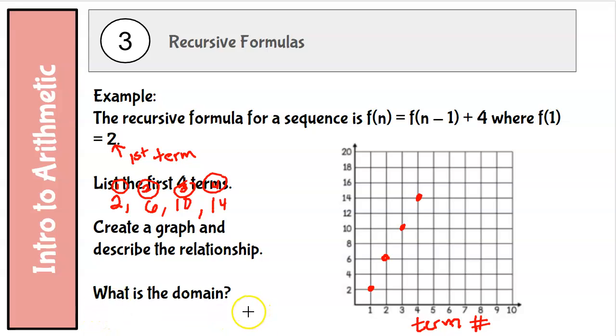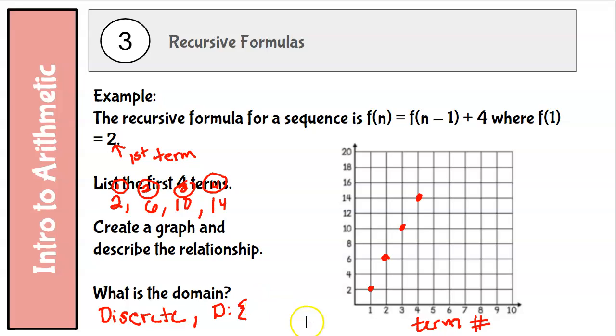And what is the domain? Well, this is a discrete function, which means it doesn't make sense to have 1.5 terms. So I'm not going to connect the dots here. Doesn't make sense to have 2.5 terms or 3.1 terms. I'm not going to connect the dots. So it's a discrete function, and the domain is all integers, all positive integers.